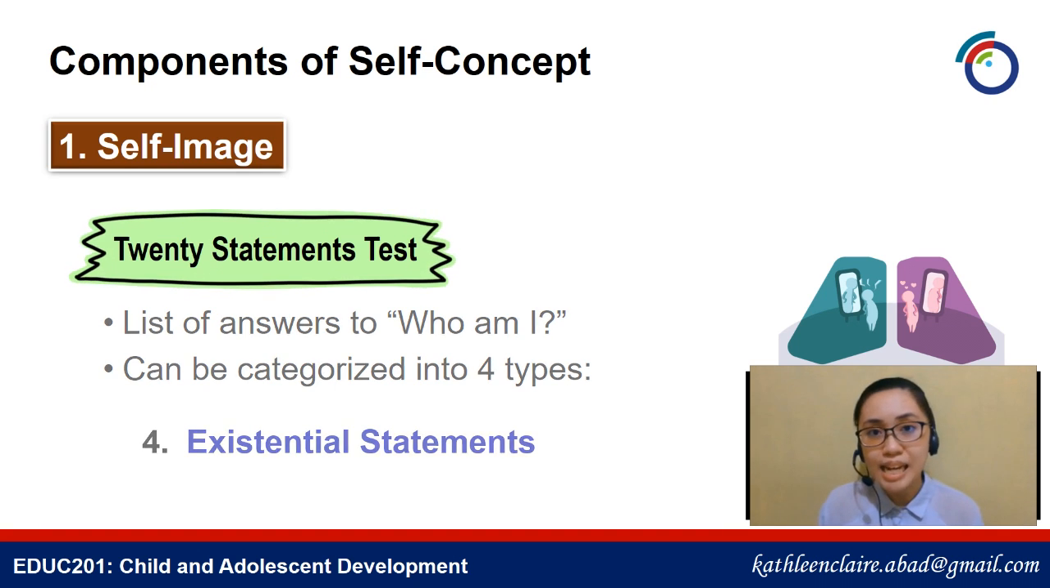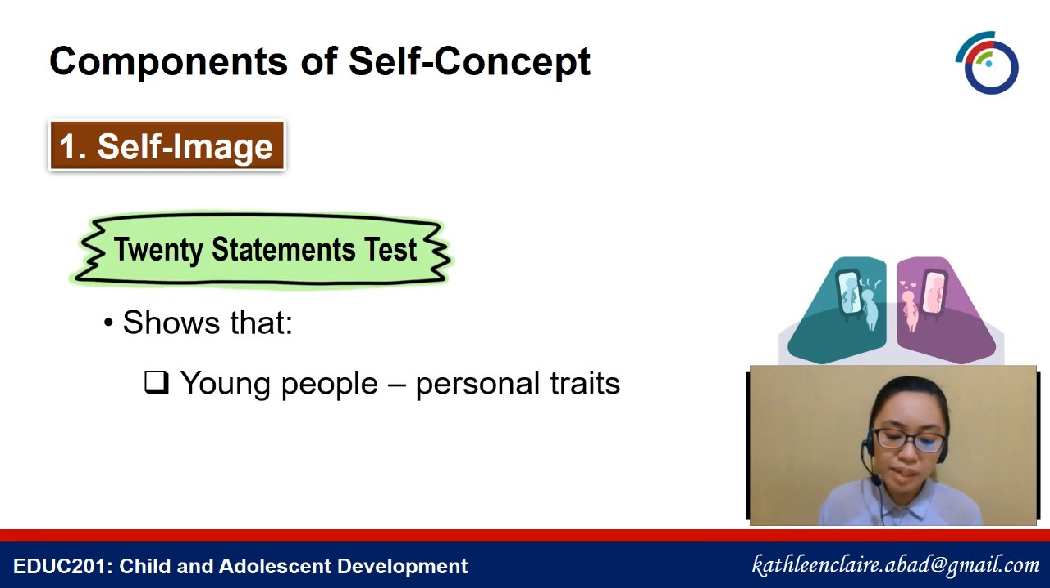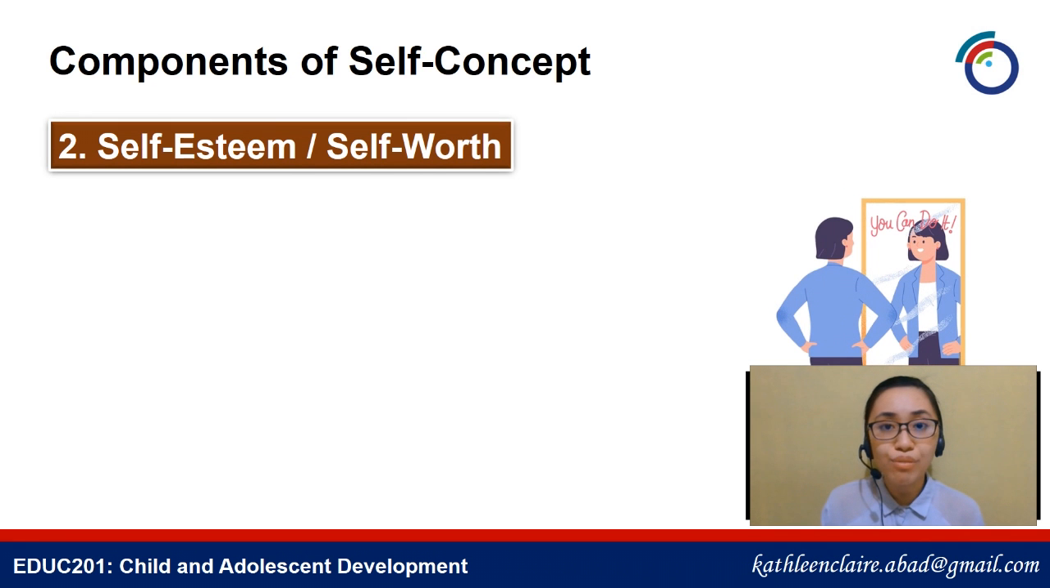So, based sa 20 statements test, ito ay nagsasabi or nagpapakita ng results na young people typically define or describe themselves more in terms of personal traits. So, kumbaga, they define themselves, I am independent, I am a strong independent woman, ayan, or I am a strong independent man, mga ganyan. While older people naman feel defined to a greater extent by their social roles. Kumbaga, parang dito sa older people, jobs define kung sino tayo, while younger people are defined by how they see themselves.